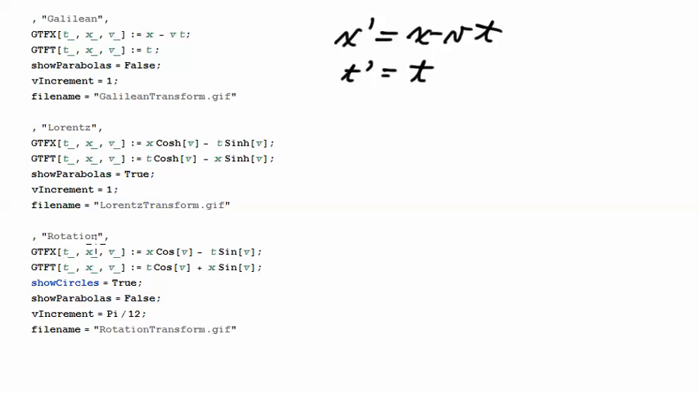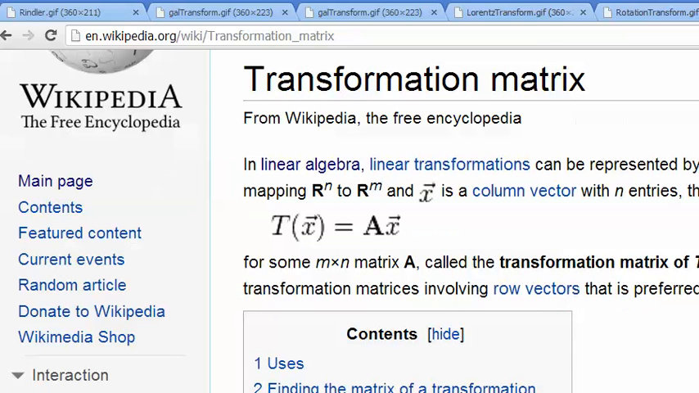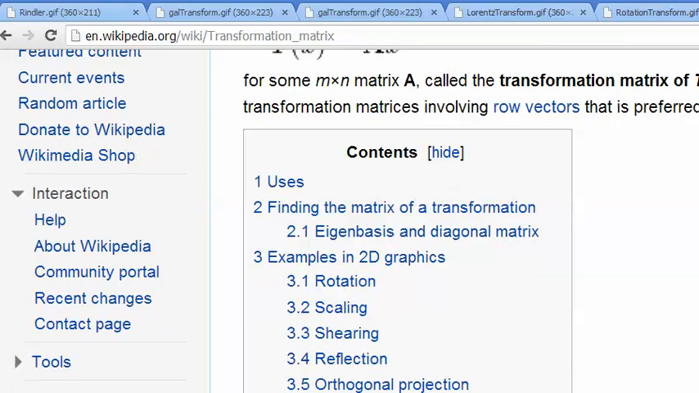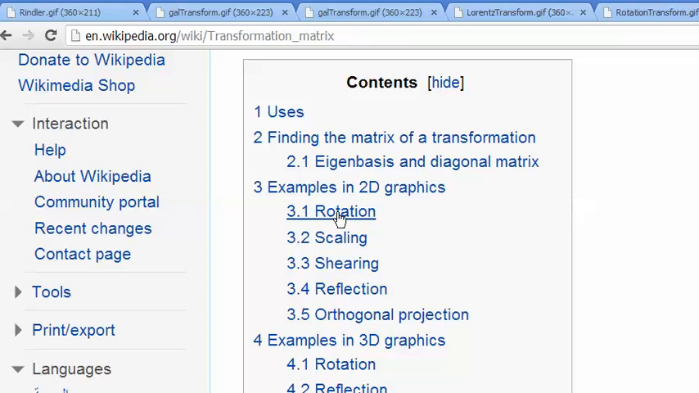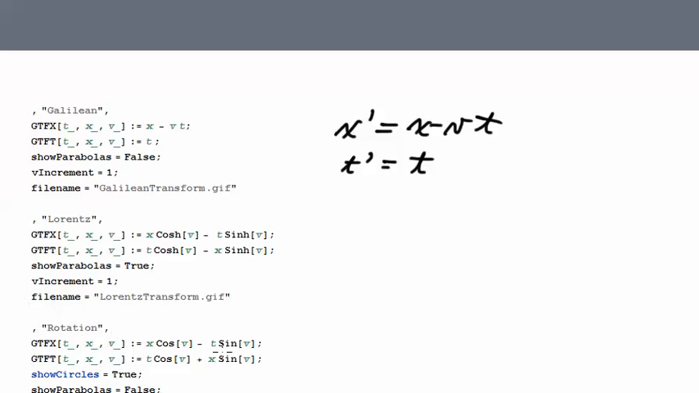This formula here is the rotation transformation. If you're familiar with, what is it called, a transformation matrix, maybe, this may be familiar to you. You can see down here examples in 2D graphics, rotation, and that's what I'm looking at. X prime equals cosine theta times x plus sine theta times y, if you know how to do a matrix multiplication, and y prime equals negative sine theta times x plus cosine theta times y. And in fact, that is exactly what is right here.